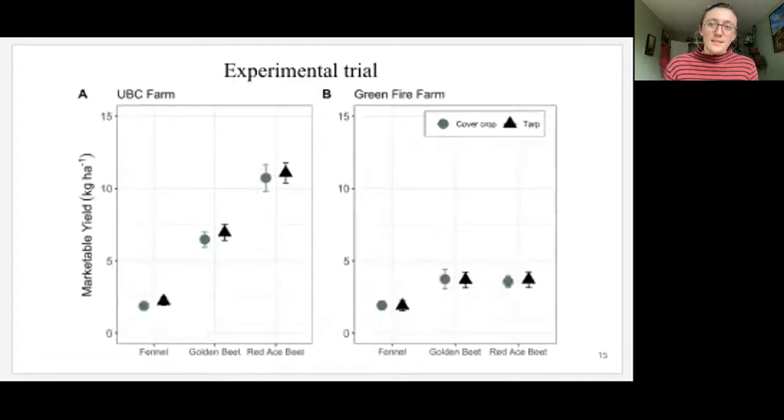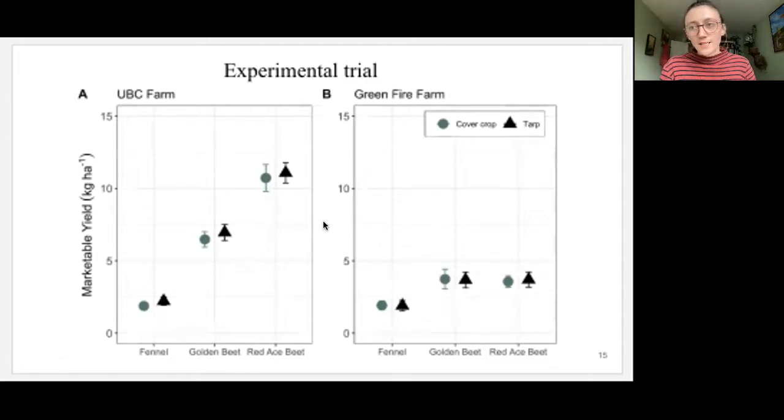In each region, the tarped plots did have higher measures of nitrate than the untarped plots. And then we looked at yield on the experimental farms. And here we have UBC Farm on the left and Greenfire Farm on the right. And we can see that for each crop type, and there were 3 crop types grown in each plot, there isn't a difference in yield, depending on the overwinter cover cropping or tarping treatment.